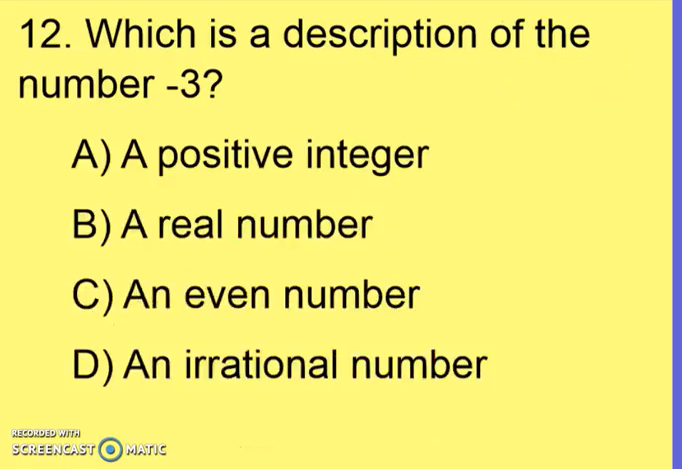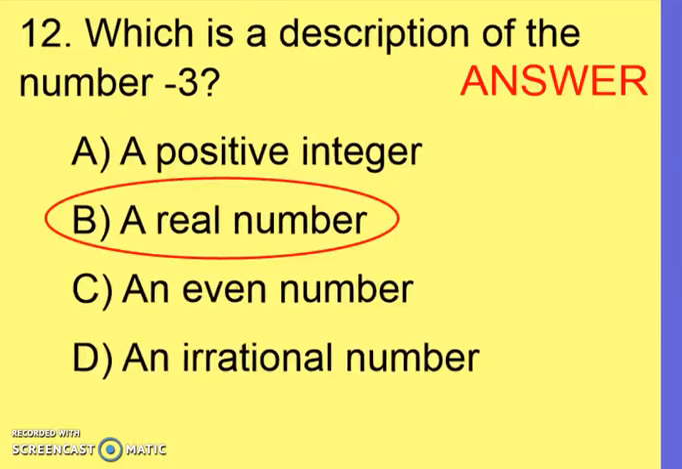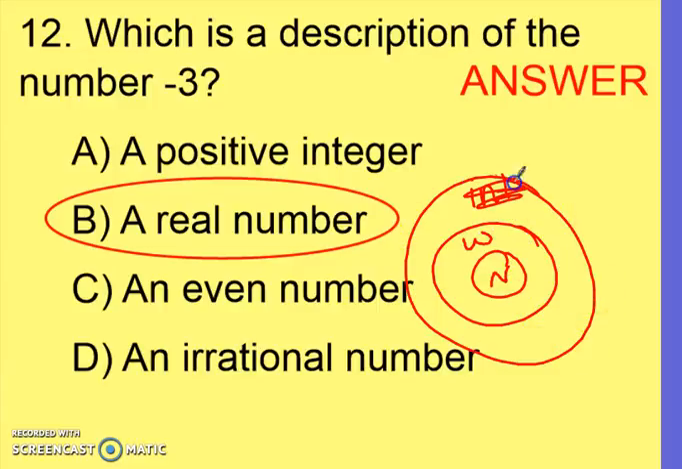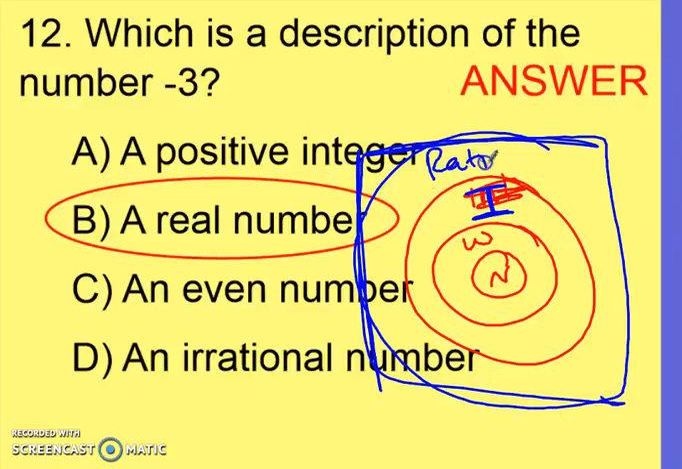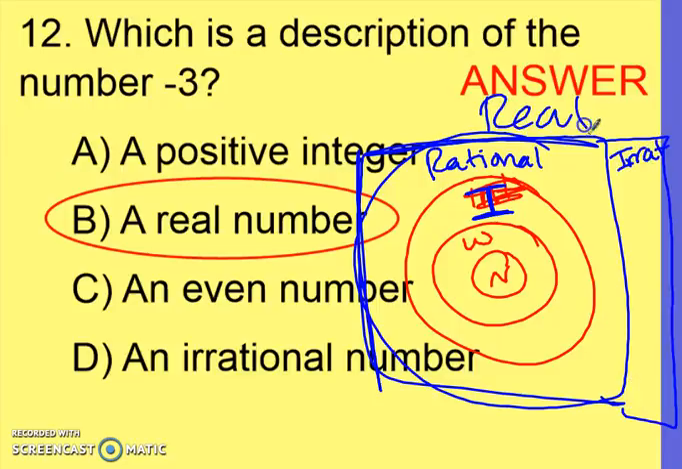Next one. And here's our answer. It is a real number. So -3 would be an integer. Well, actually, let's do our, so there's natural, whole. Let's do an I here. Integer. And then all of these are rational. And then remember over here we've got irrational. And then they're all real numbers. That's not very pretty, but I hope y'all know what I'm saying.